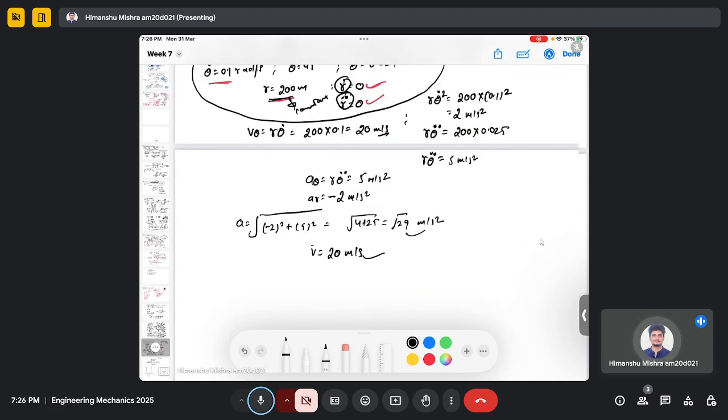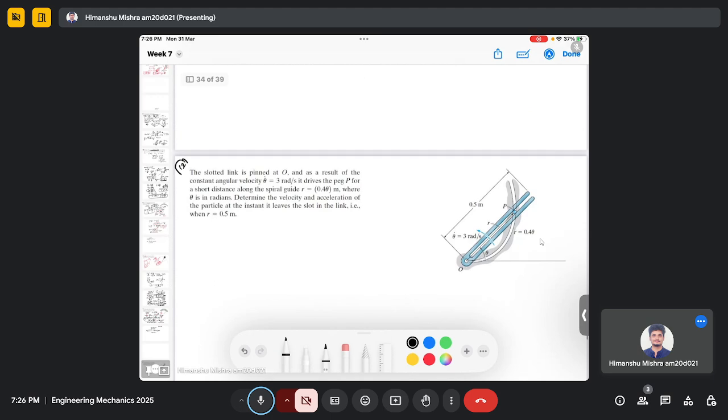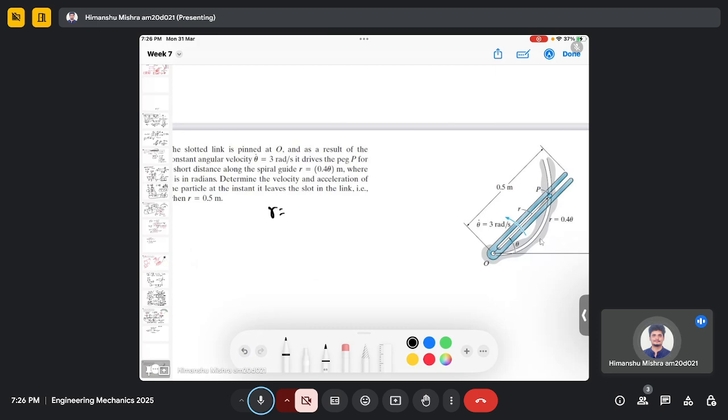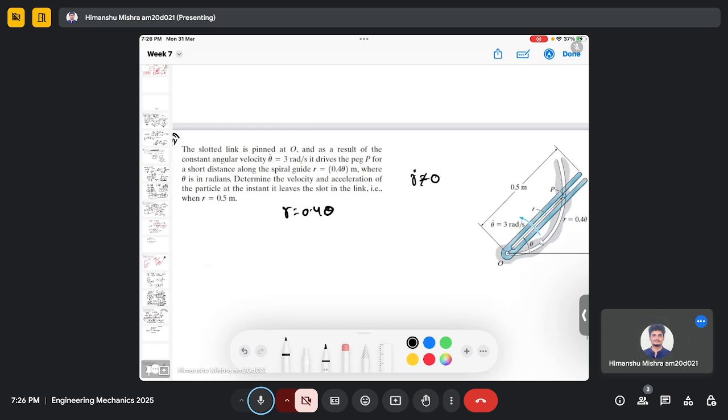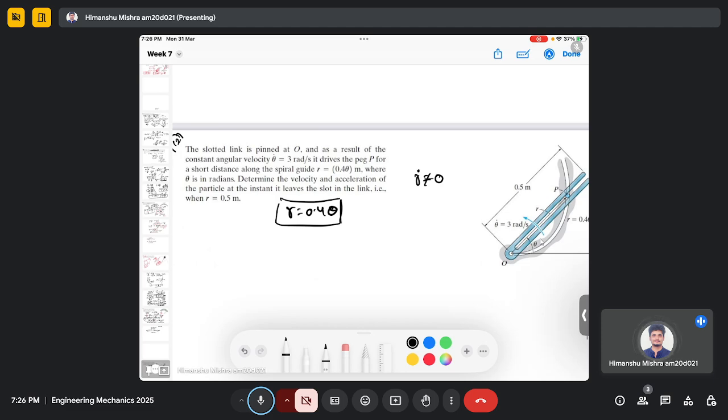So let's solve one more problem. Here r is given as 0.4 theta, which means if you take the time derivative, r dot will not be 0. It's a similar problem, just different in how you are defining r. Here the slotted link is pinned at O, and as a result of the constant angular velocity theta dot, it drives the peg P for a short distance according to r equals 0.4 theta, where theta is in radians. Determine the velocity and acceleration of the particle when r is 0.5.